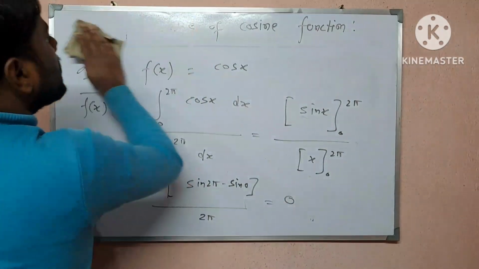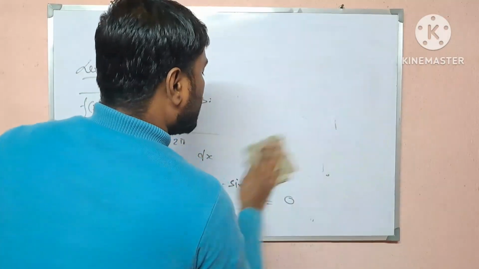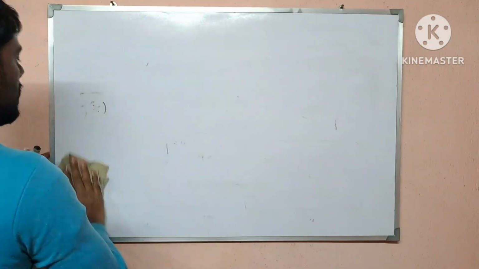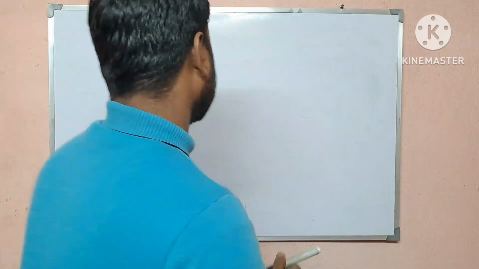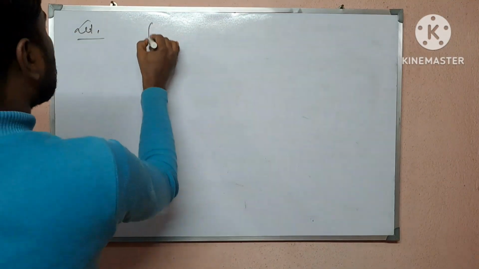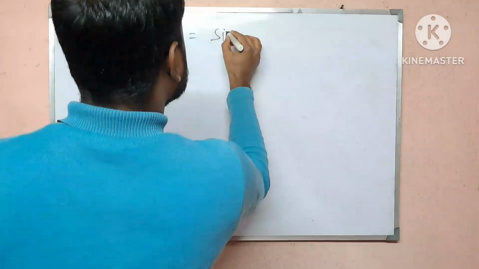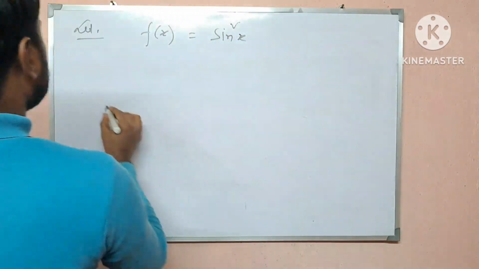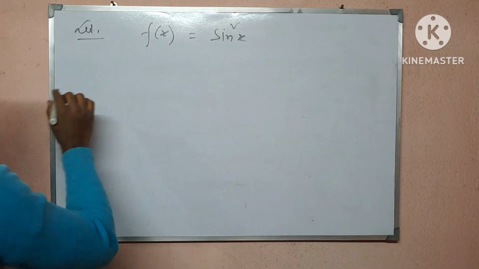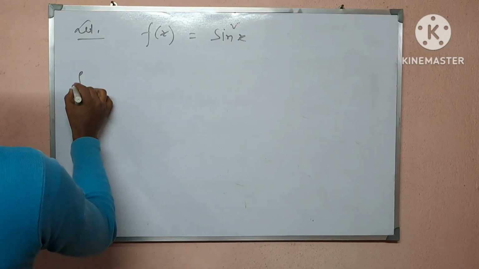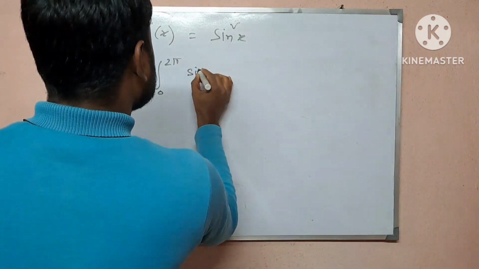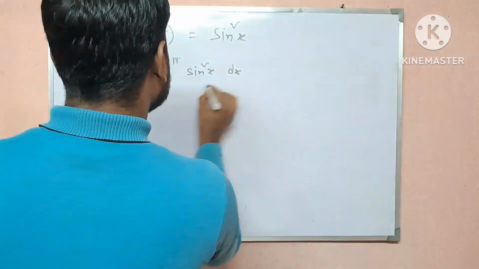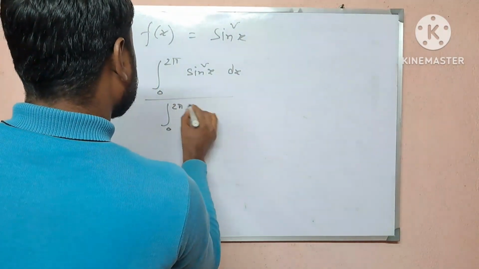Now what will be their values in full cycle when you take the square of those functions? That means, what will be the value of the sine square function in full cycle? So let f of x equal sine square x. In full cycle, the average of f of x is equal to integral 0 to 2 pi of sine square x dx divided by integral 0 to 2 pi of dx.